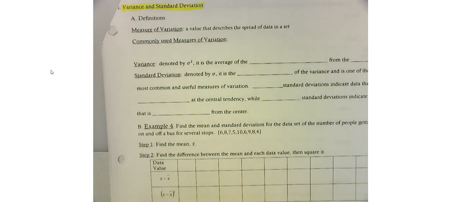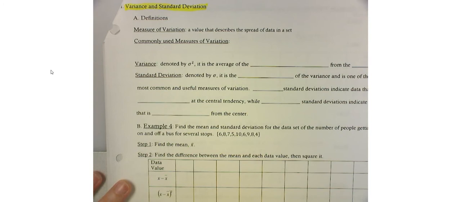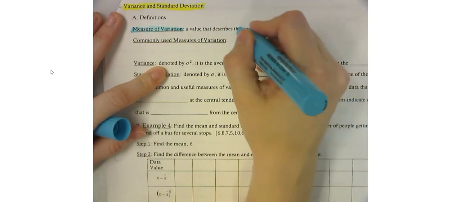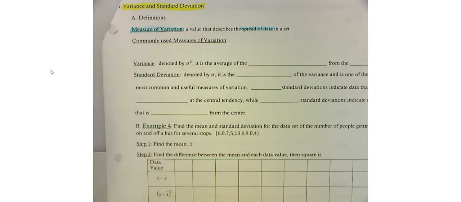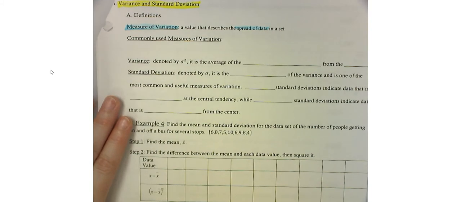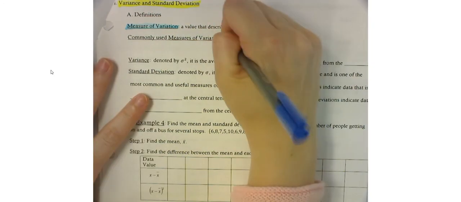Some commonly used measures of variation are the range. So the range is formed when you subtract the max and the min. Your IQR, which we already found today. Finding the variance, which is what we are going to find. And then the standard deviation, which we're also going to find. So before we find those, we are going to define them.